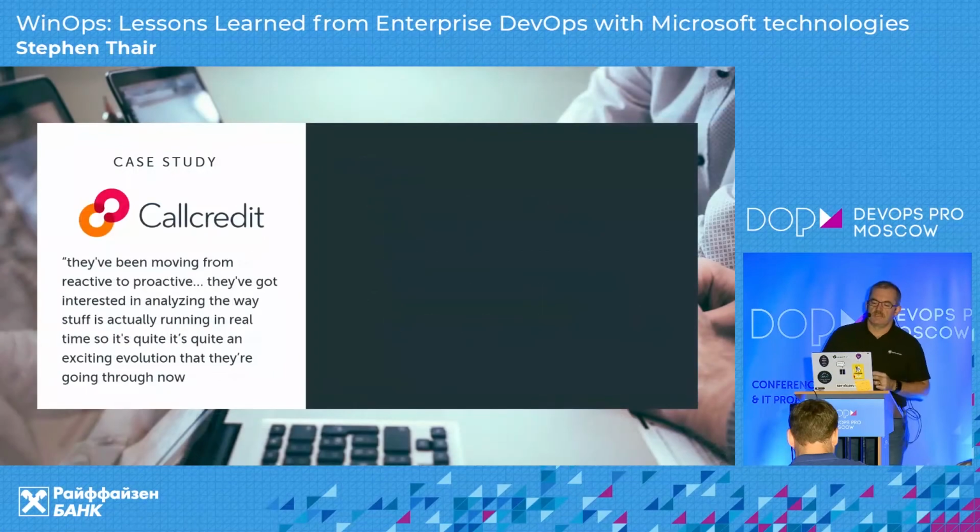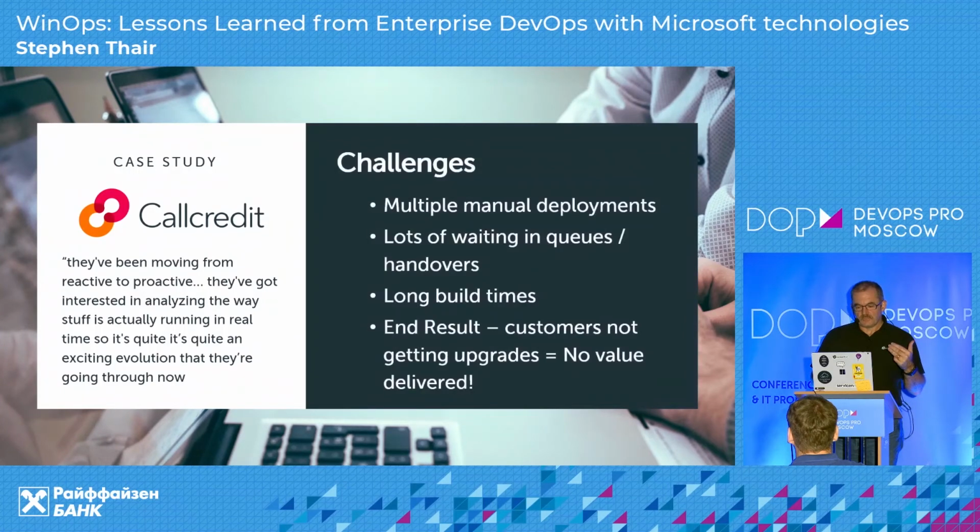So the last case study we're going to talk about is a company called Call Credit. Call Credit are a credit checking company like Experian or Equifax. I don't know the Russian equivalents, I'm sorry. But they had a whole stack of issues: very manual deployments, a very siloed organization, lots of handovers, very slow build time. And in the end, the business was not very happy, and their customers were not happy.